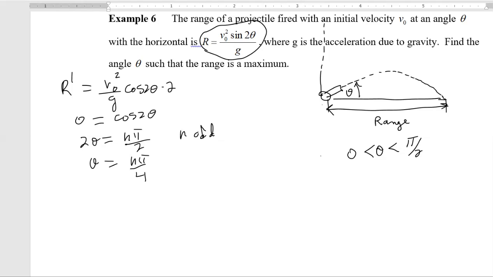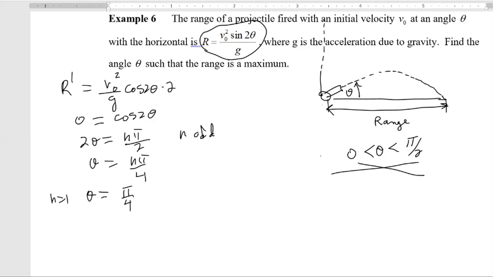So over here, this is for n odd. I would start with n equal 1. That gives me a positive pi over 4 for theta. And that would be really the only candidate that would fit this range for theta. So I've got to assume this is my answer.